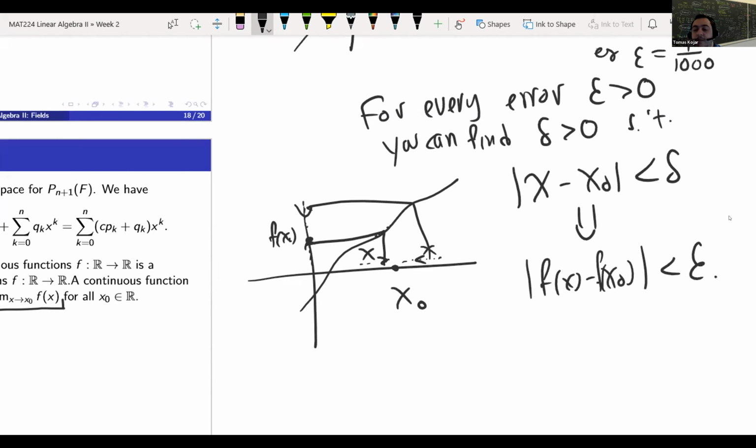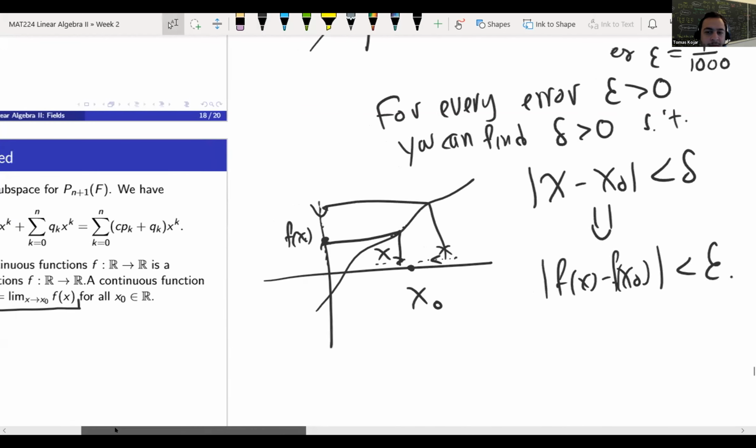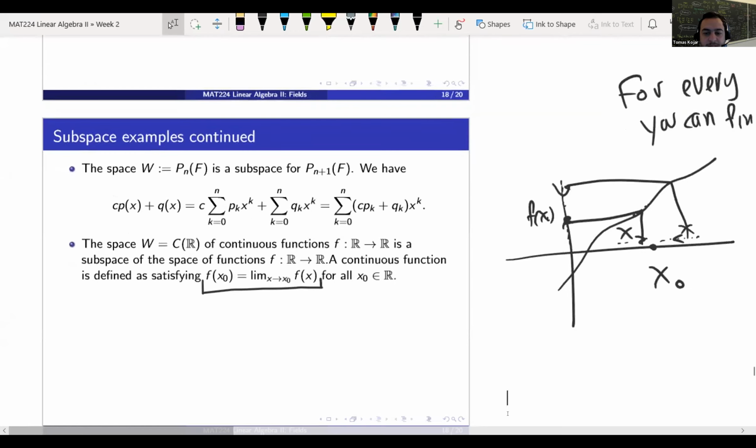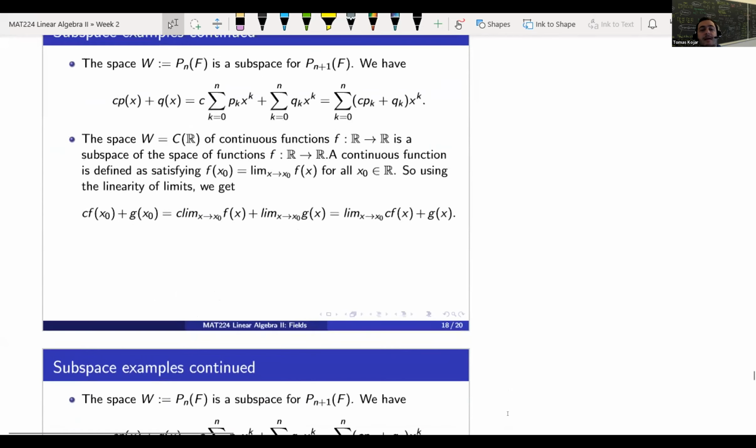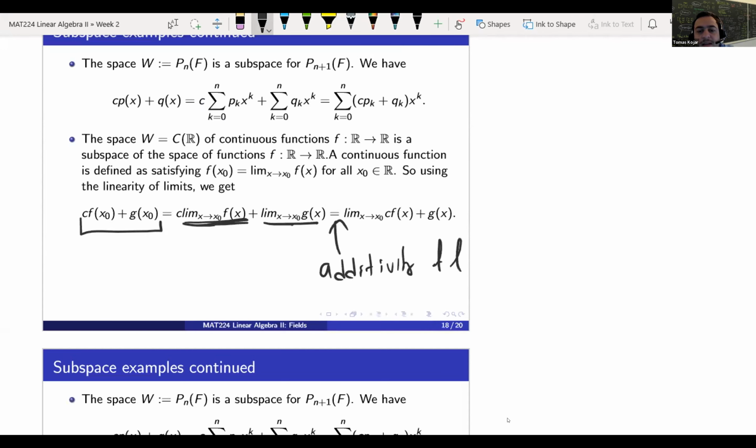Anyways, we're not going to really go into analysis in a linear algebra course, but this is the continuity statement, and this just means this limit thing that I wrote. And if you remember from calculus, limits have an additive property. So you write these two guys in terms of their limits because you know they're continuous. And here we use additivity of limits that exist.